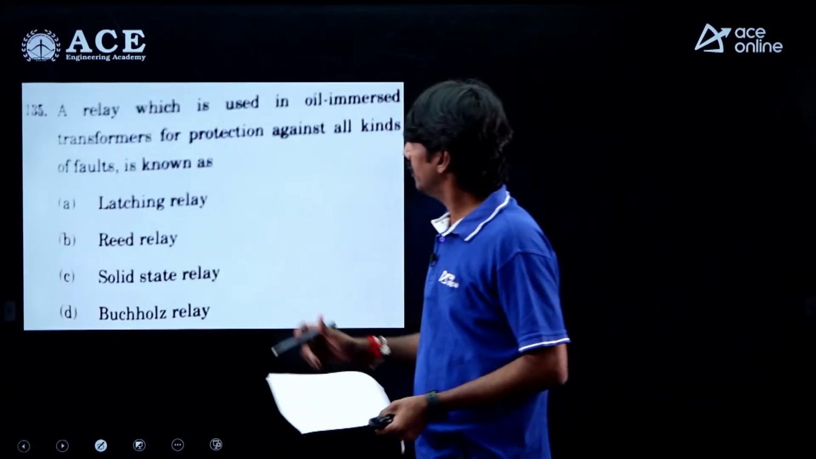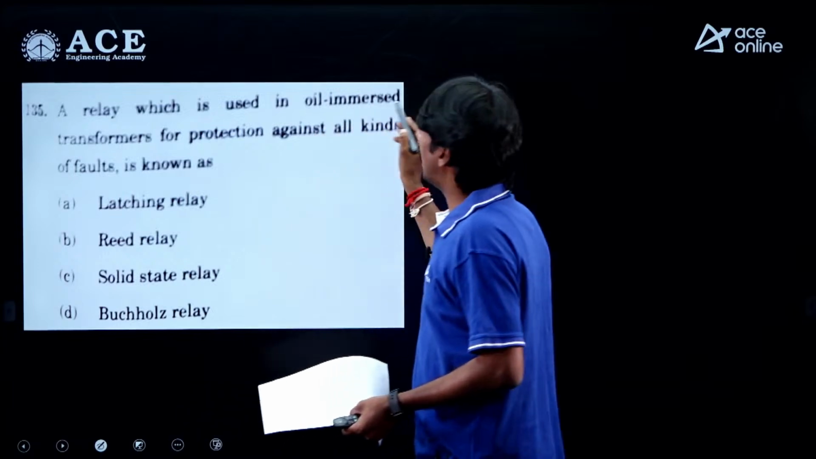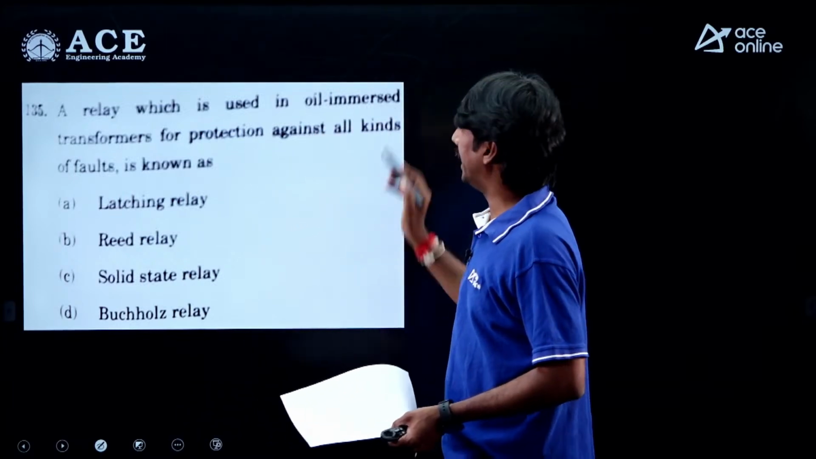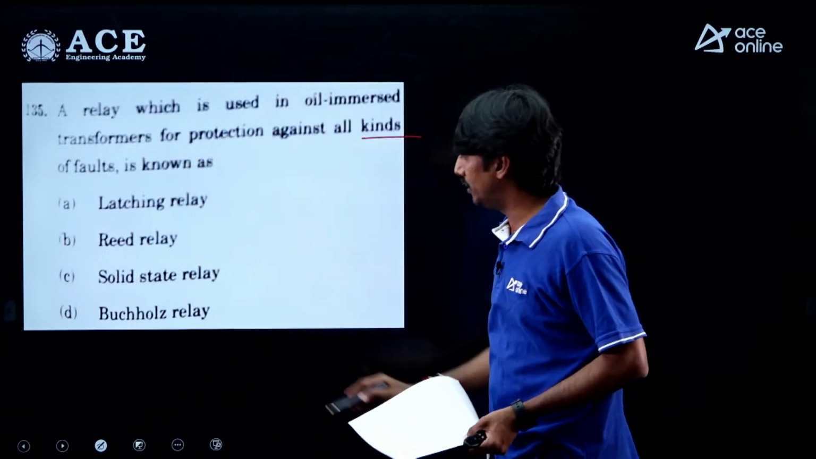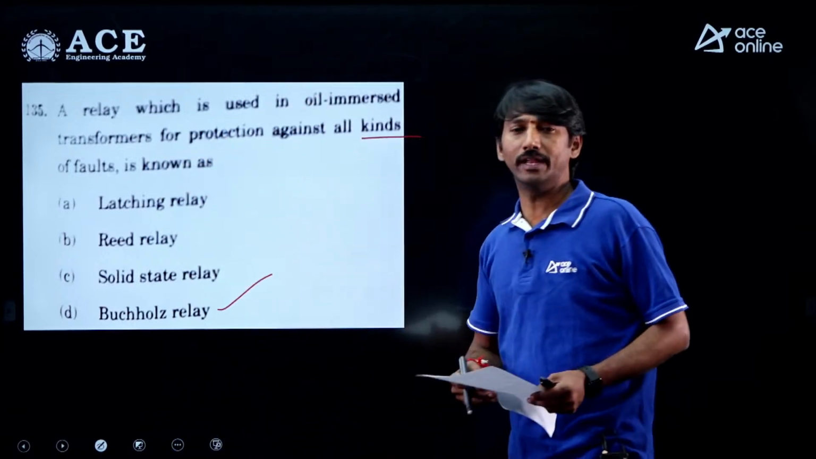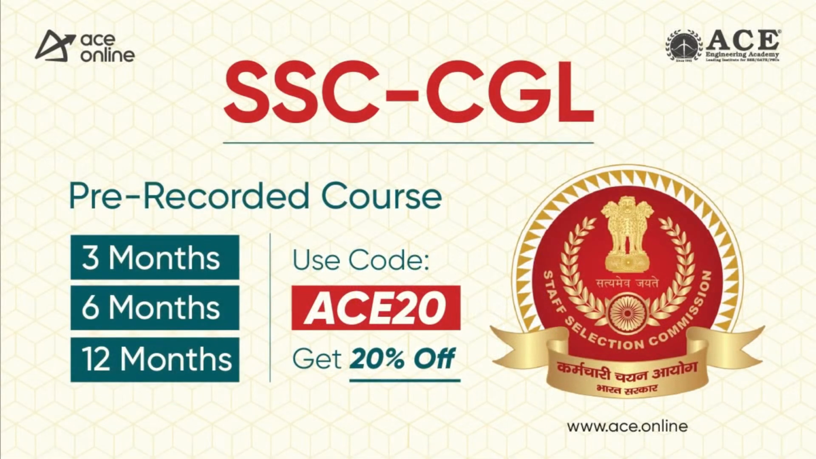And a relay which is used in oil immersed transformer protection against certain kinds of faults. In the oil immersion case, basically we will go for the Buchholz relay. So these are the questions from basic electrical engineering. The next subject will be continued by another faculty.